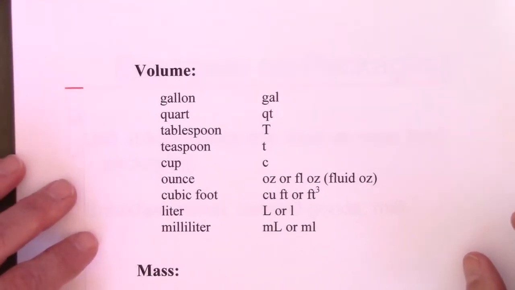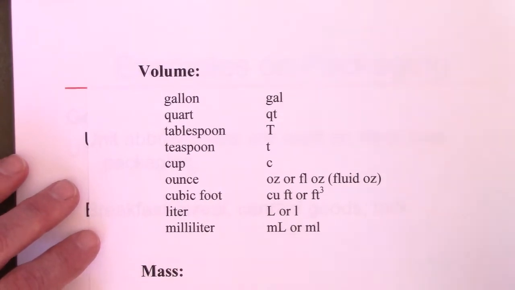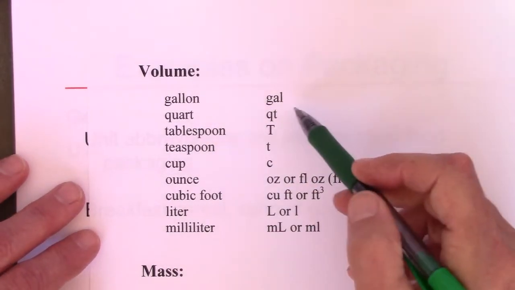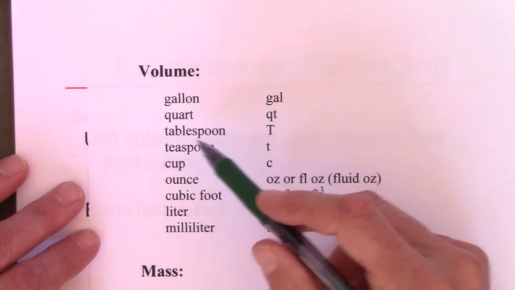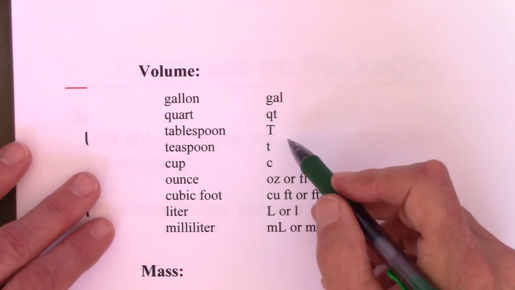Okay, you've presumably resumed the video. We're not quite done yet. We've got to record units of volume. So we've got gallon, quart, tablespoon, and so on. And here are the abbreviations there. So in a second, you're going to pause the video and write all these down.